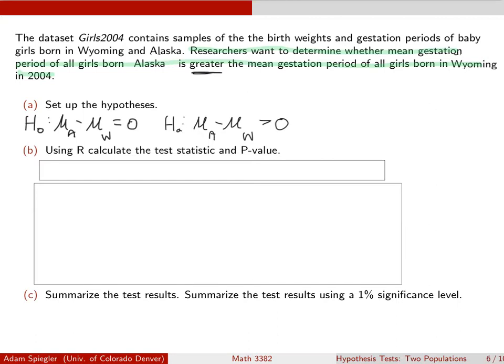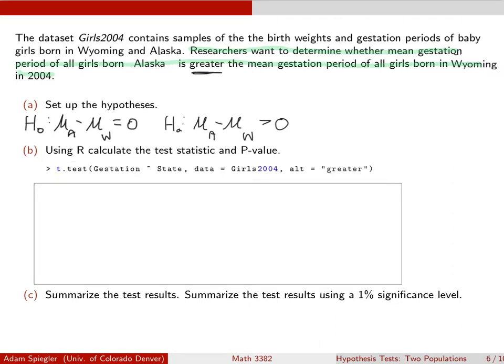Now we want to use R to calculate this test statistic. We want to use the t.test feature built into R. Recall, we're going to say t.test, and the very first thing we enter is the numeric variable we're testing. Here it's the gestation periods. Then we put a tilde, and then we say how we are going to split up the sample into groups. That's going to be based on state. We have two states in this data set, Alaska and Wyoming.